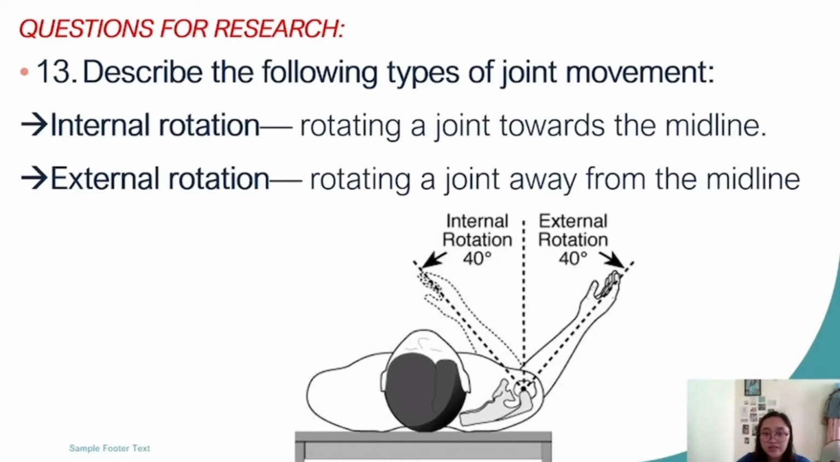Rotating towards a joint and rotating a joint away from the middle. Basically speaking, internal rotation is like this. Like this. Can you see me doing it like that? While the external is rotating a joint away from the midline. Like that. The external one is more painful.